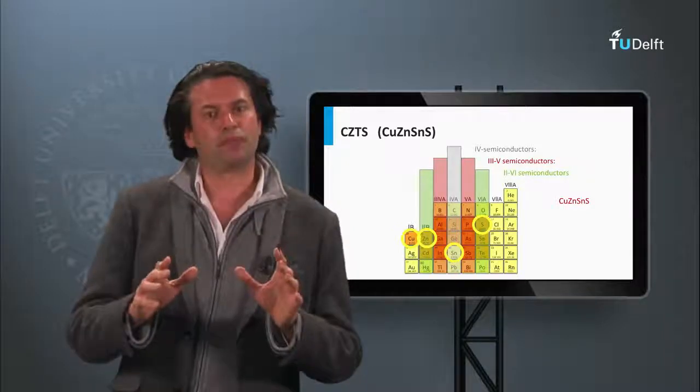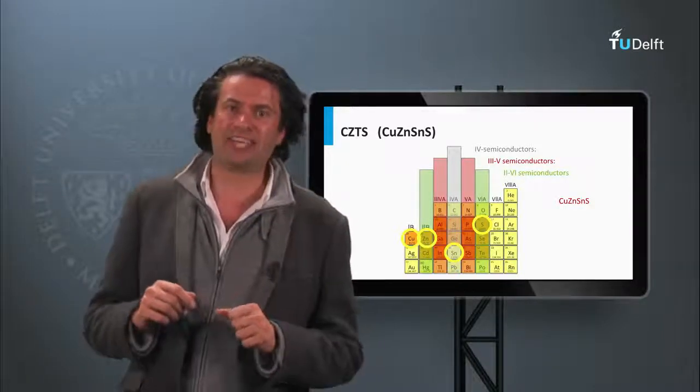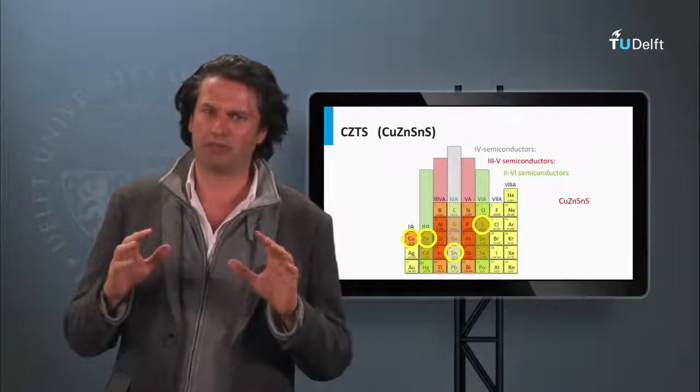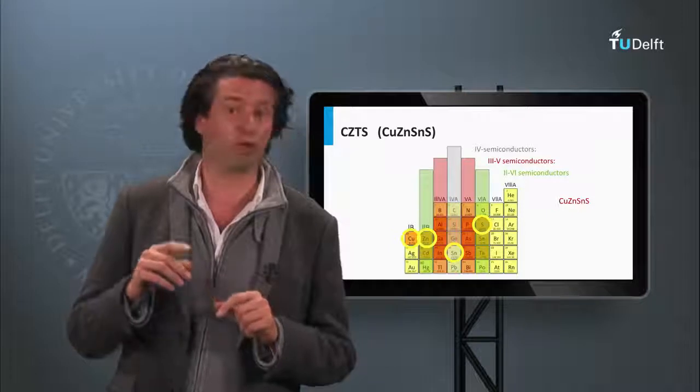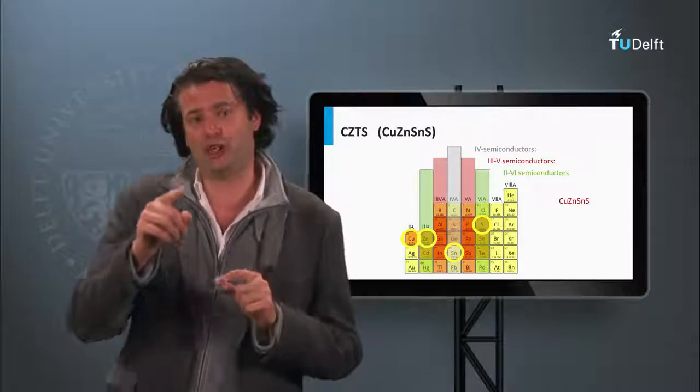In the next block, we will discuss the thin film cadmium telluride PV technology. This is a PV technology which has currently the lowest demonstrated cost price per watt peak. See you in the next block.